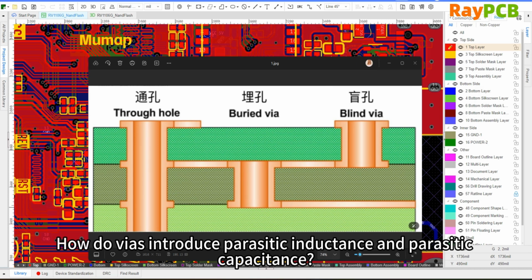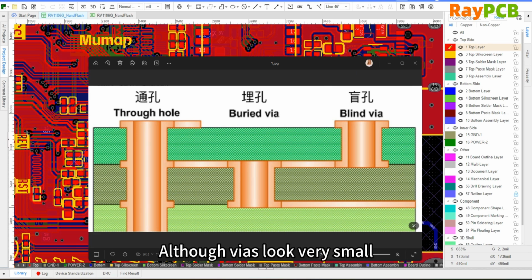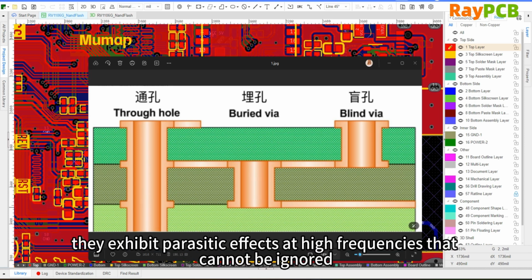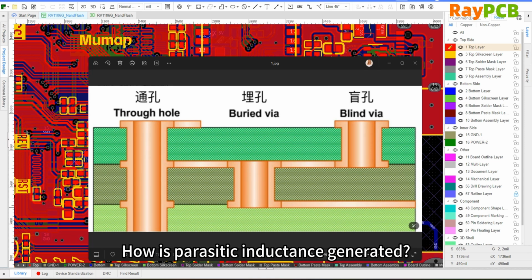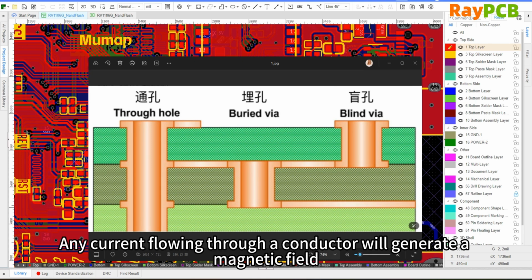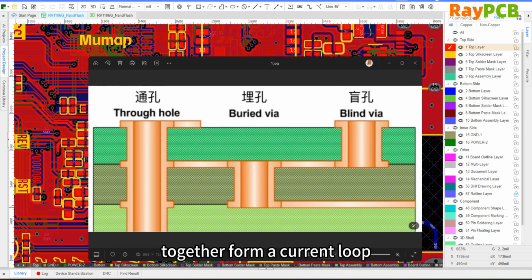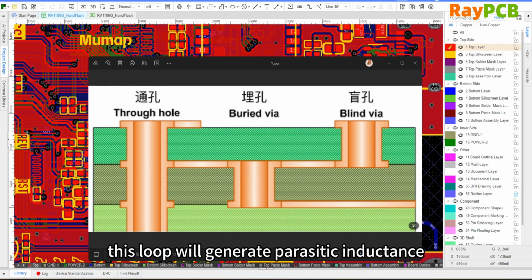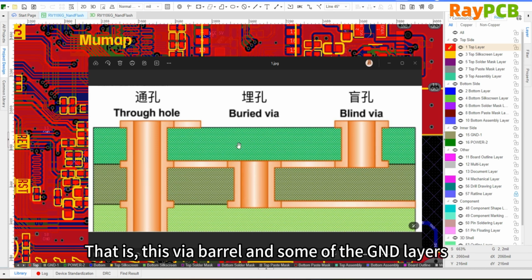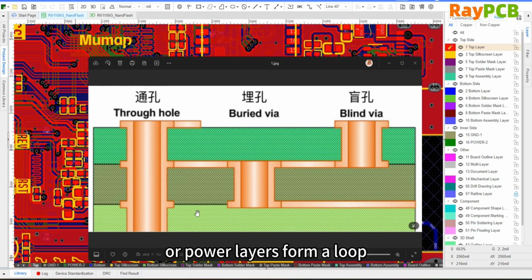How do vias introduce parasitic inductance and parasitic capacitance? Although vias may look very small, due to their physical structure, they exhibit significant parasitic effects at high frequencies. The first is parasitic inductance. How is parasitic inductance generated? Any current passing through a via will create a current loop formed by the metallized wall of the via and its return path. When high-speed signal current flows through the via, this loop generates parasitic inductance, which is formed between the via wall and some copper layers above, such as power or ground.